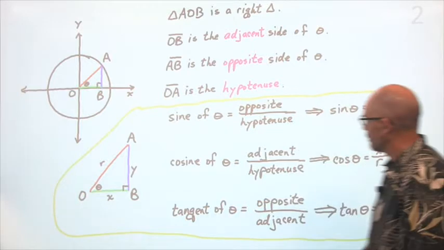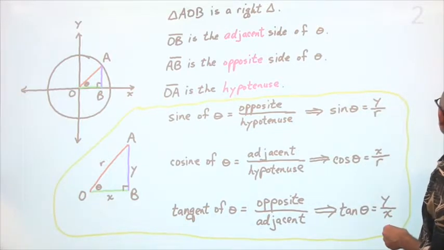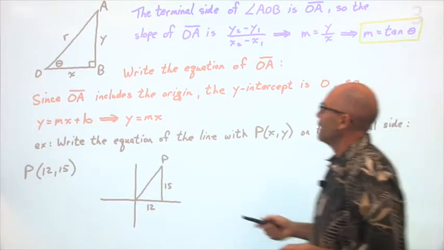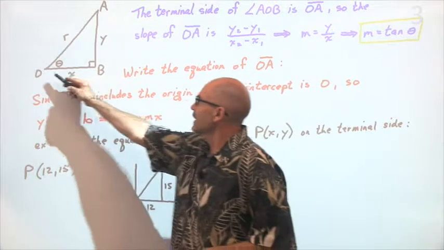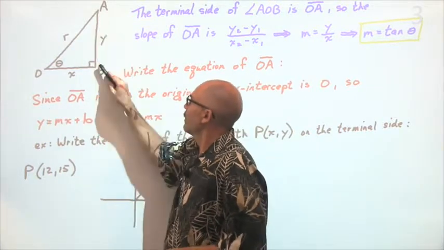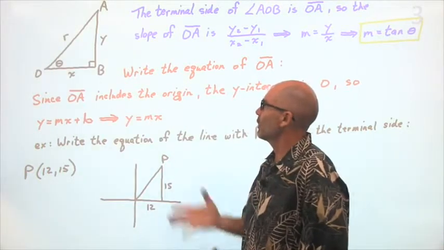Okay, now, cruising onward. We have our triangle now, so we've got x is the horizontal component, y is the vertical component, and r is the radius of the circle, or the hypotenuse.